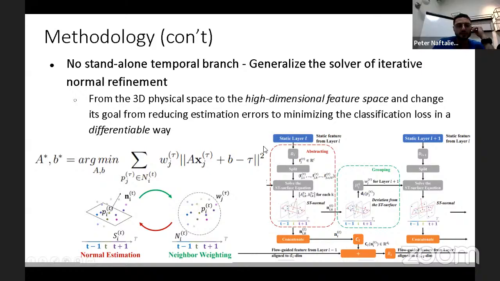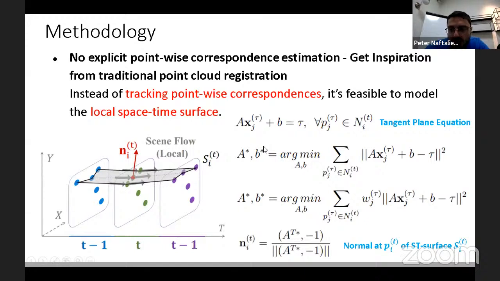I have a question about the previous slide. There are a lot of characters here. What does each character represent? AB is the coefficient of this tangent plane equation, the coefficient we don't know.